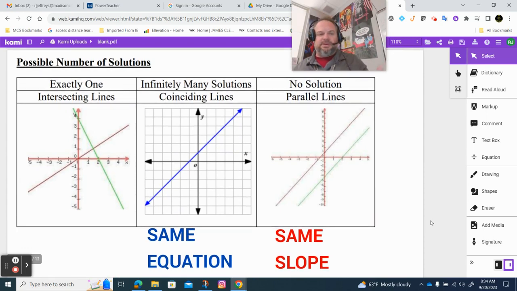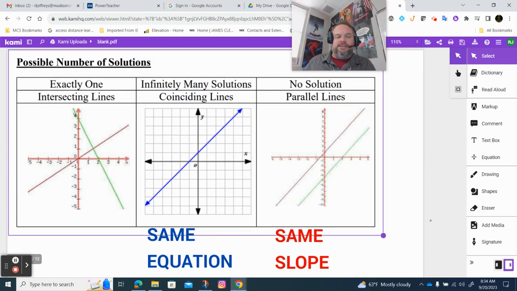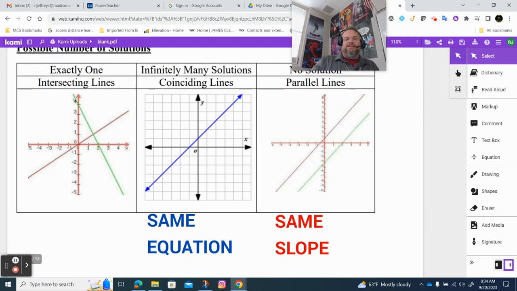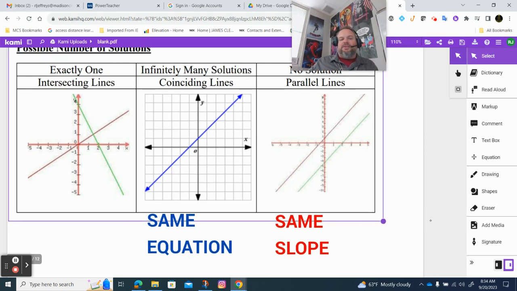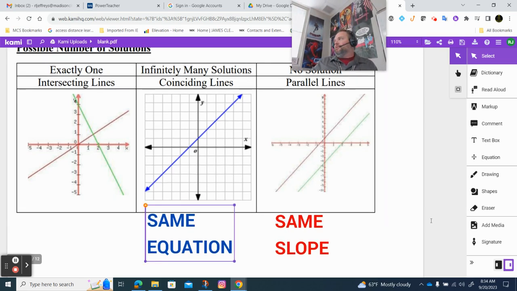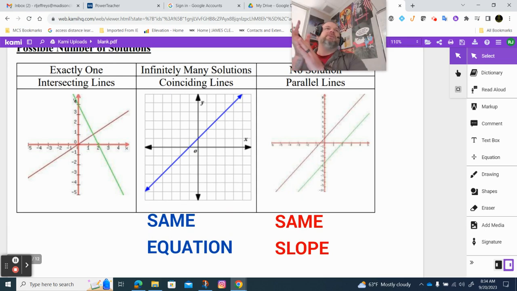So here's something we actually had seen before, in our Unit 3 test, where we had two intersecting lines. They intersect at exactly one point. This is coinciding lines. They're the same equation. If we solve for y and put it in slope-intercept form, they're going to be the same thing.